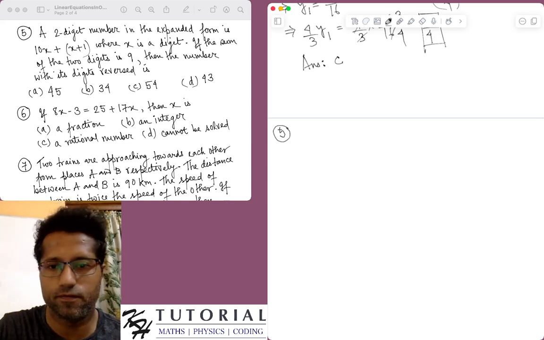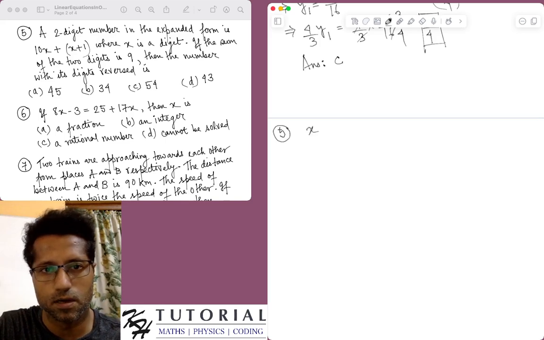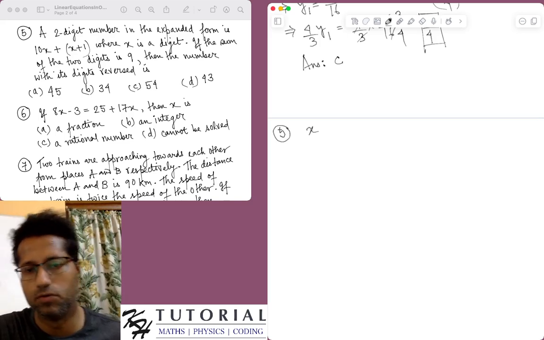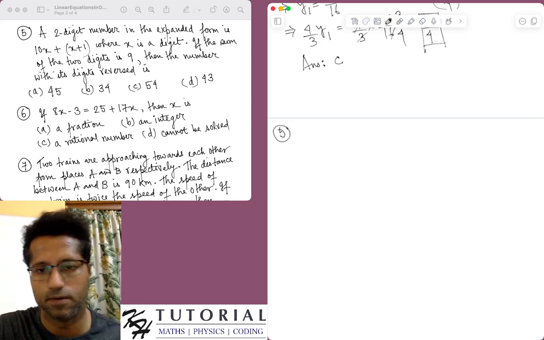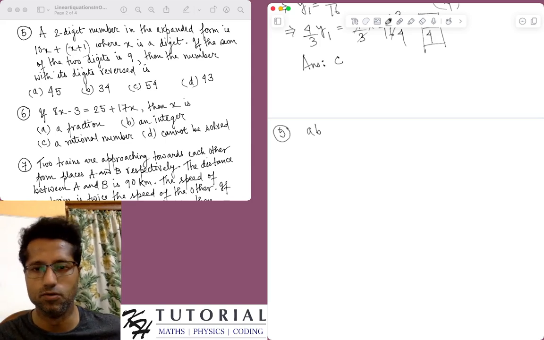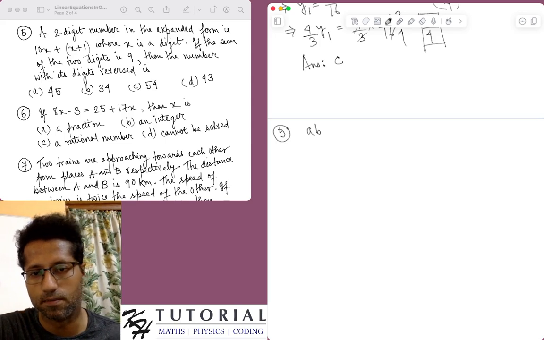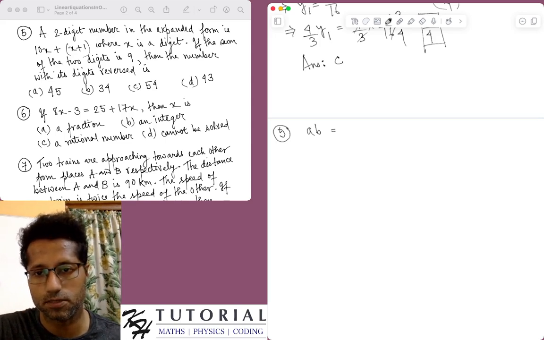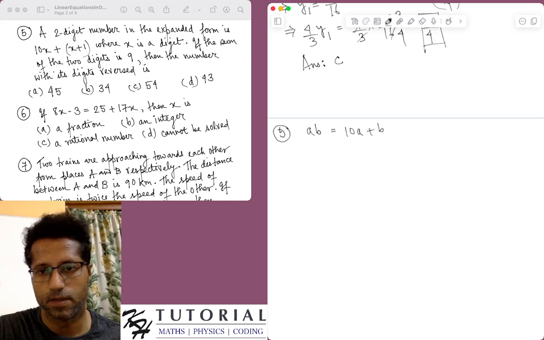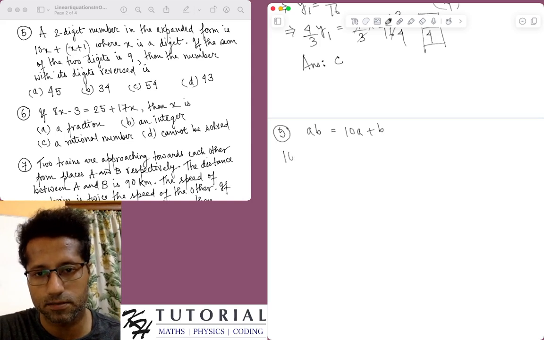We know that for a two-digit number, let's say the two-digit number is AB, where B is the digit in the units, the ones place, and A is the digit in the tens place. We know that the value in the expanded form is 10A plus B. Now it is already given that the two-digit number in the expanded form is 10x plus x plus 1.